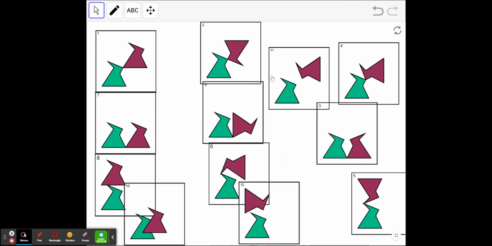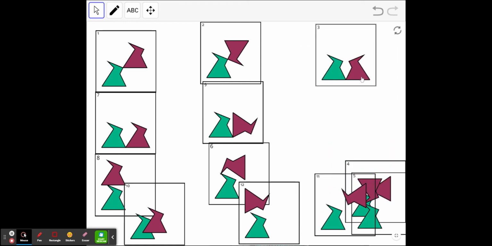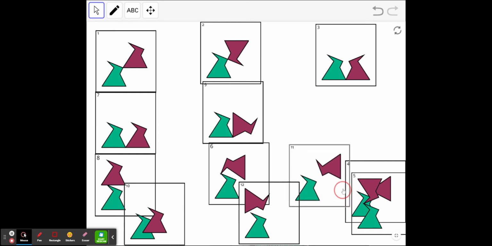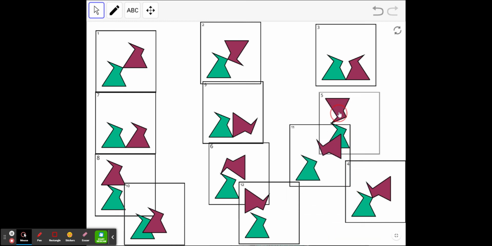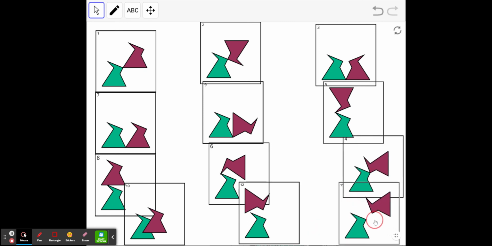All right, so then my other category, because I could only have 3 categories, should be a flip, right, or a mirrored image. Those are like our new moves. I think number 3, right, we can see that that one's kind of a mirrored image. When I look at number 5, that one's a mirrored image. Number 4 and number 11 are actually also mirrored images.